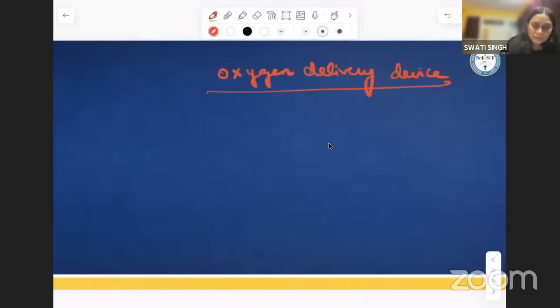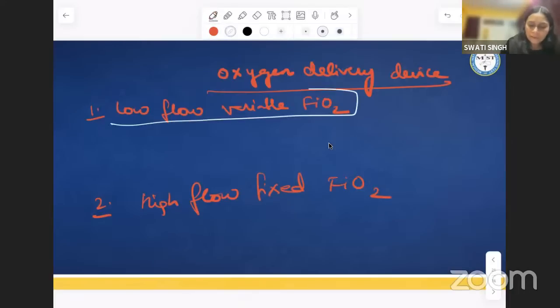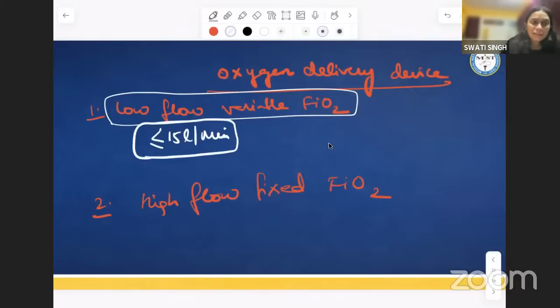Now, oxygen delivering devices are of two types. Number one is low flow, variable FiO2 delivering device. And the second is high flow, fixed FiO2 delivering device. Low flow, variable FiO2 delivering device. Low flow means the device will deliver less than or equal to 15 liters per minute. This is the maximum flow which these devices can give.